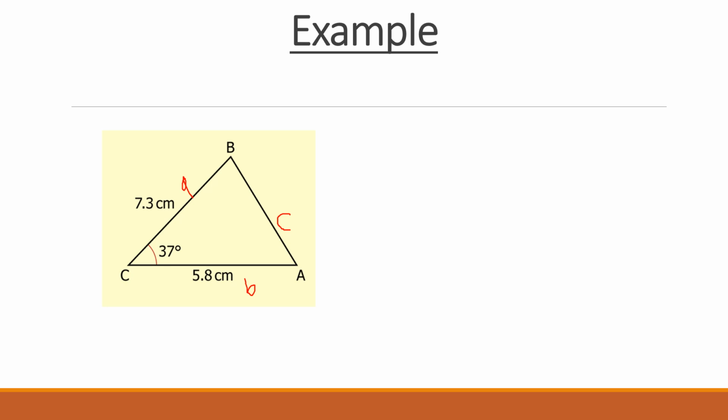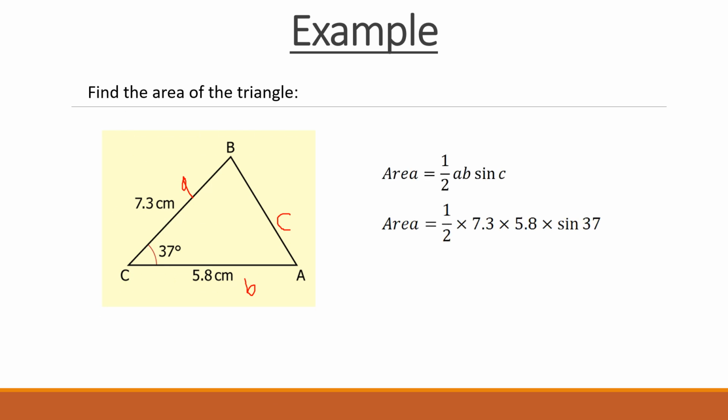So we need to find the area of the triangle. It's half ab sine C. So you write half multiplied by 7.3 multiplied by b, which is 5, multiplied by sine 37. The area gives me 12.74, which is 12.7 centimeters squared.